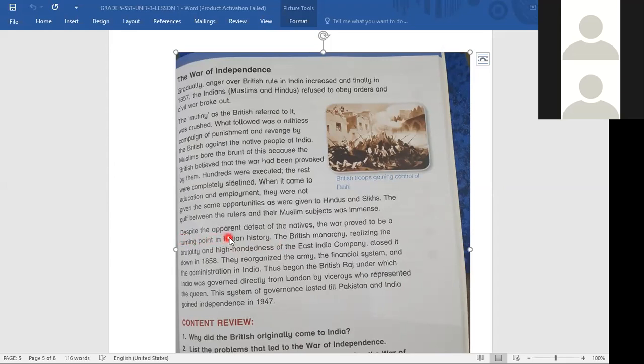Despite the apparent defeat of the natives, the war proved to be a turning point in Indian history. Yes. Turning point. Okay, who was this? Hajra? Hajra was reading?